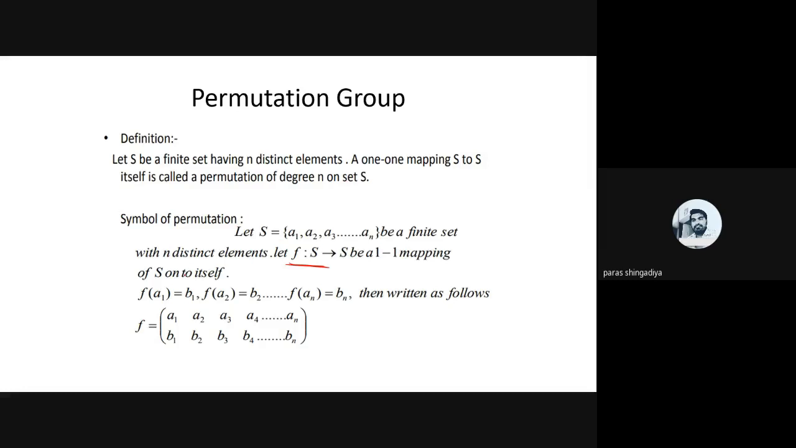And how can we define the elements? So f of a1 is b1, f of a2 is b2, f of a3 is b3, f of a4 is b4. And how can we define the permutation notation? So f will be defined as: corresponding to a1 we have b1, then a2 goes to b2, a3 goes to b3, a4 goes to b4, up to an goes to bn. So it is the permutation notation.